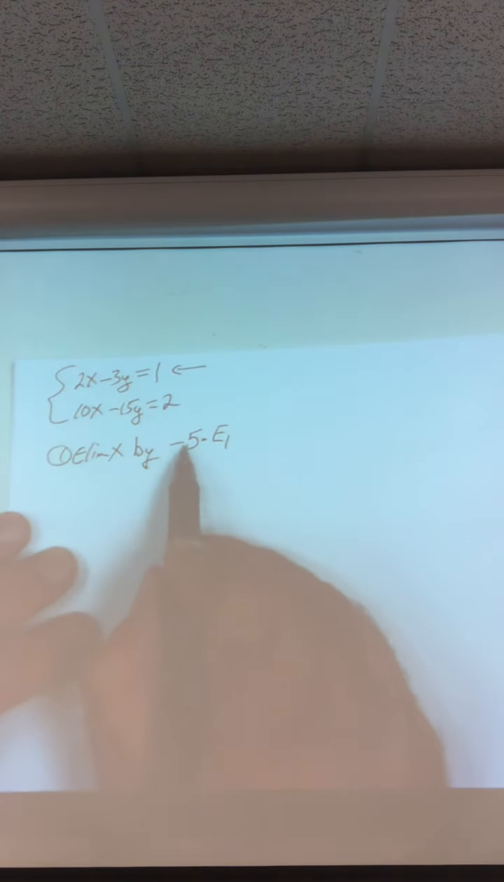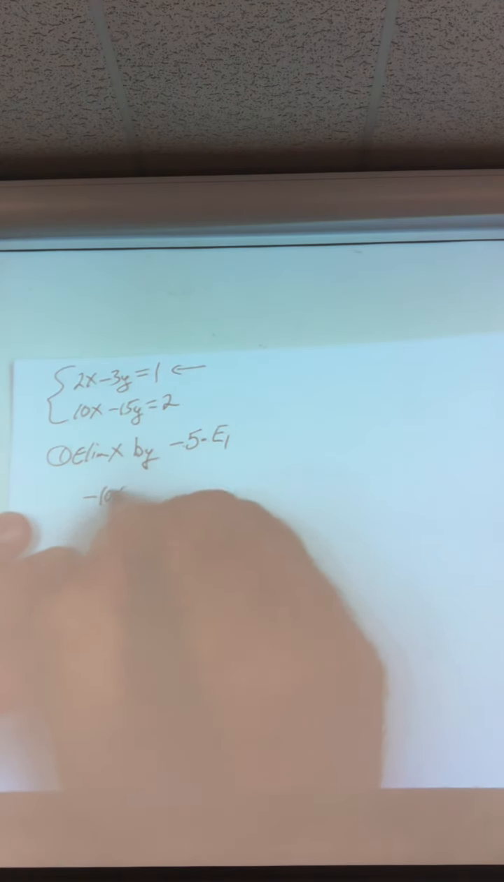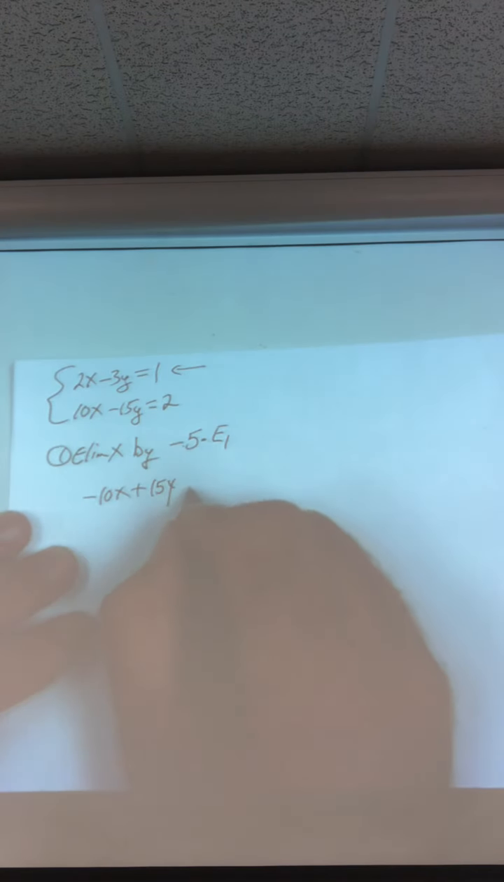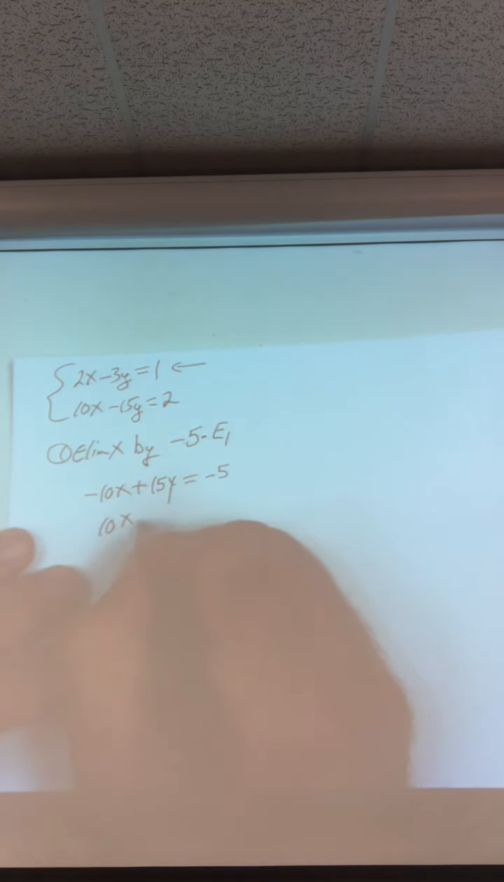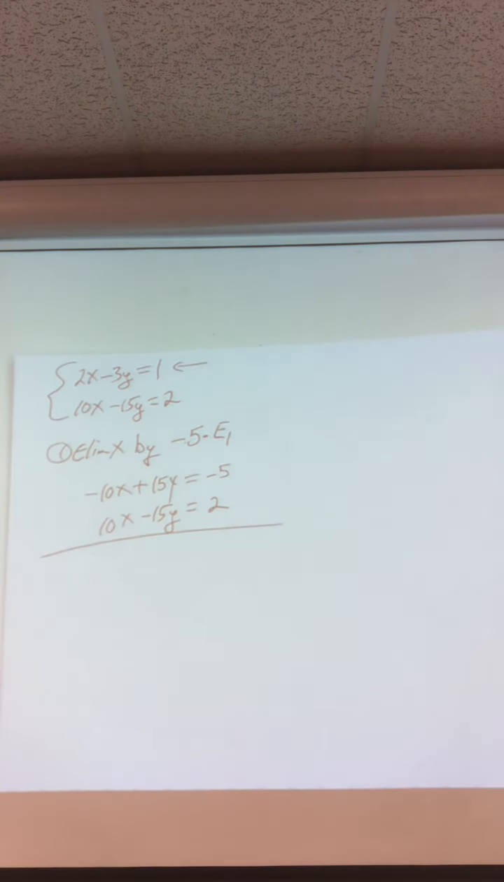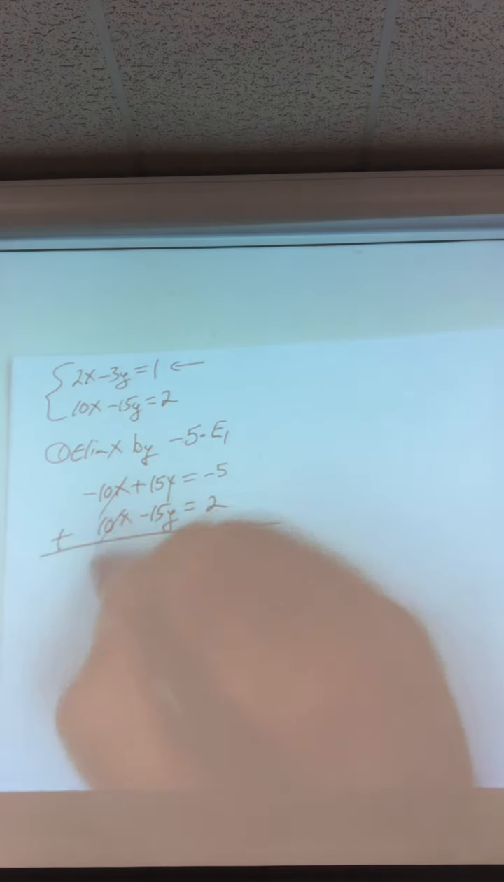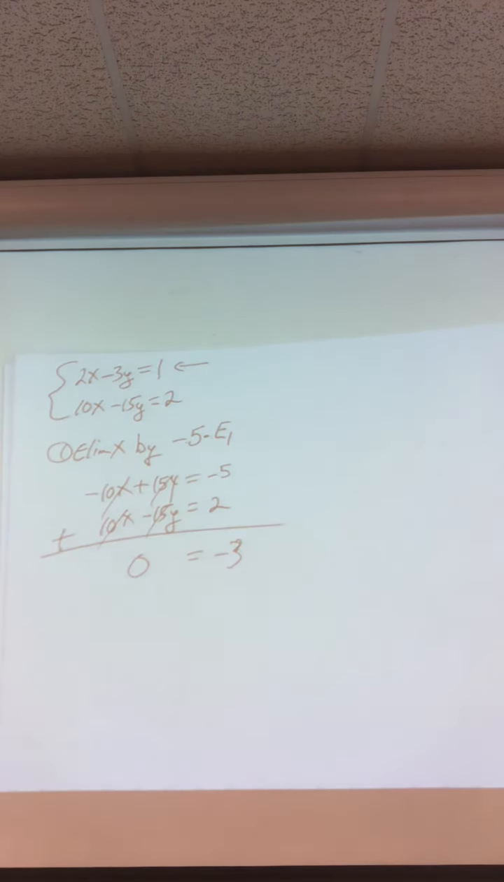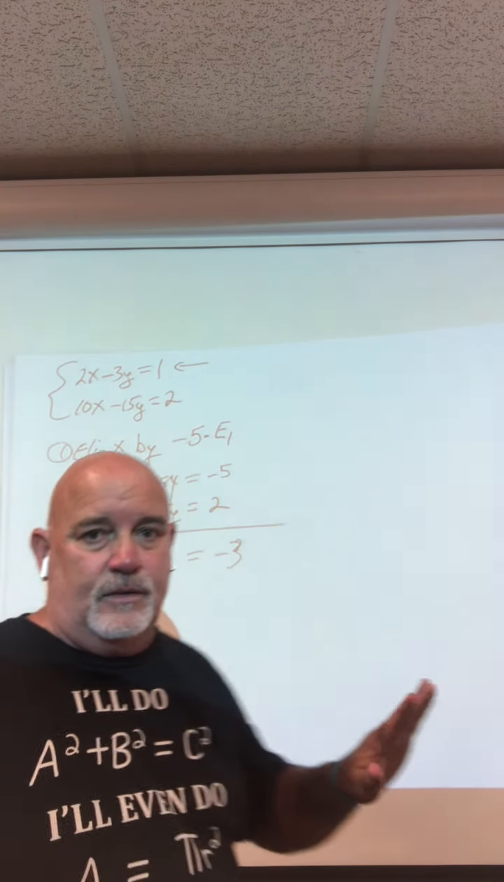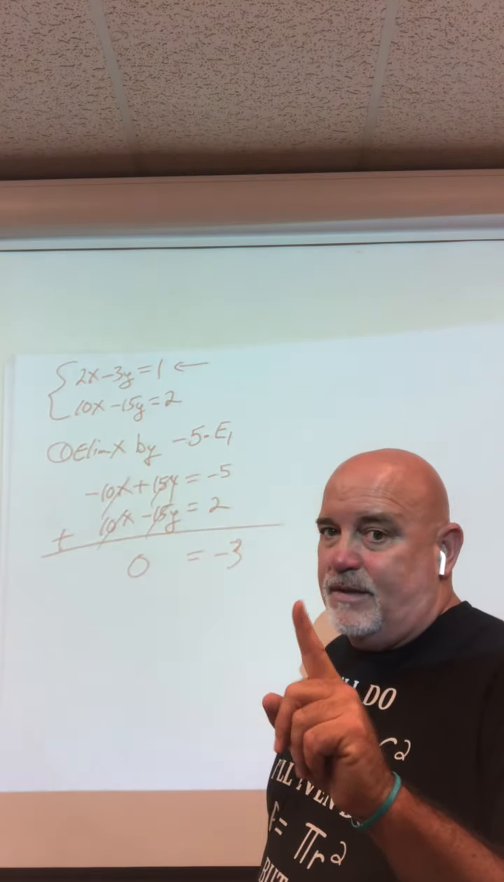All right, so let's do that. Negative 5 times 2, negative 10x. Negative 5 times negative 3 is plus 15y. Negative 5 times 1 is negative 5. Now the bottom equation. 10x minus 15y equals 2. All right, I want to add the equations together. When I do, both variables cancel. So there's nothing left on this side. Okay, that's the first time we've seen this happen.